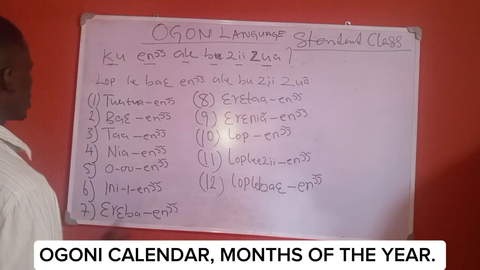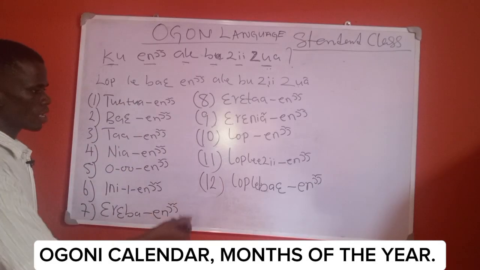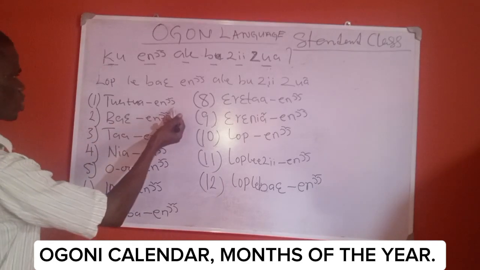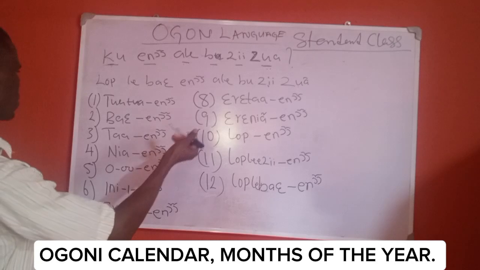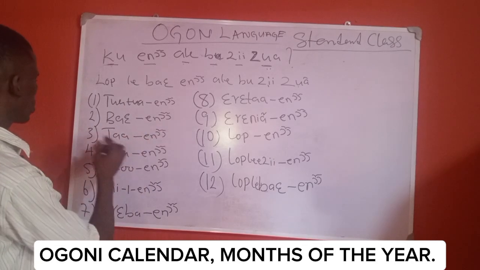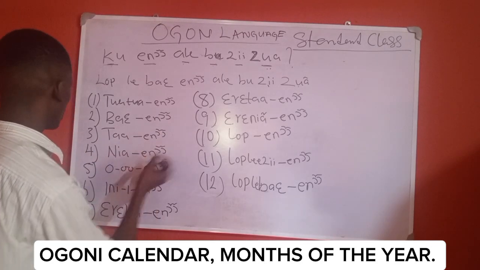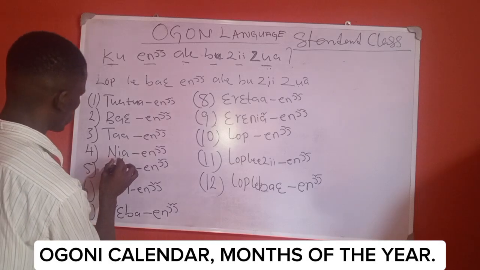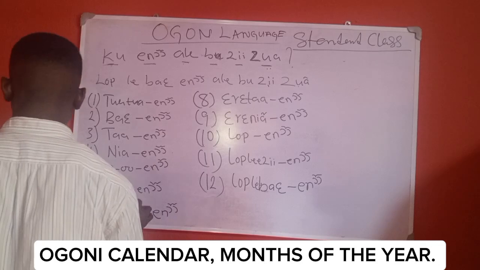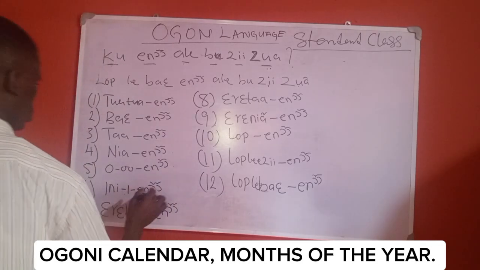So here on the board we have the complete 12 months of the year in pure Ogoni language in our own Ogoni calendar. We have number 1, Tua Eno, as January. We have Ba Eno, which is February. We have Pa Eno, which is March. We have Nia Eno, which is April. We have O Eno, which is May. And we have Ini Eno, which is June.